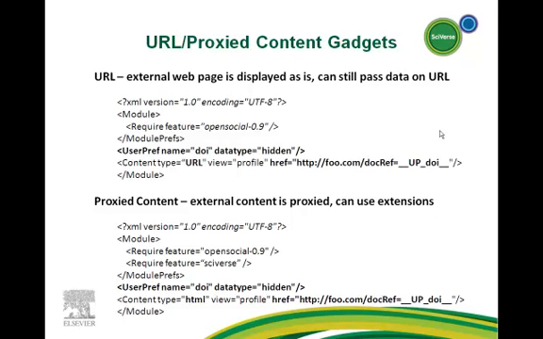The final type of gadget is a mixture of HTML and URL gadgets. Proxied content gadgets get some or all of their content from a remote web page. The contents of the specified URL are used as the contents of the gadget specification and can utilize the gadget's API and SciVerse extensions. A proxied content gadget is specified in the content element using type equal HTML and by specifying an href.